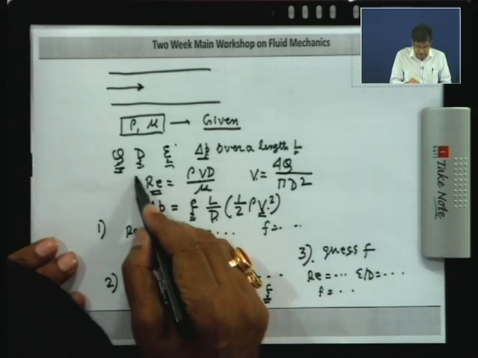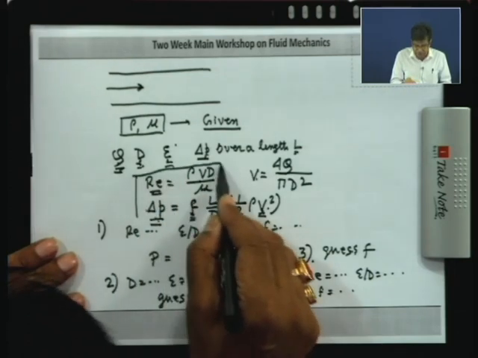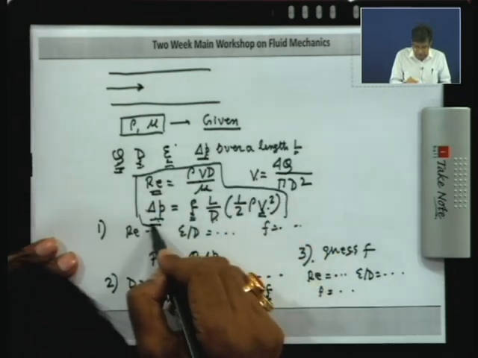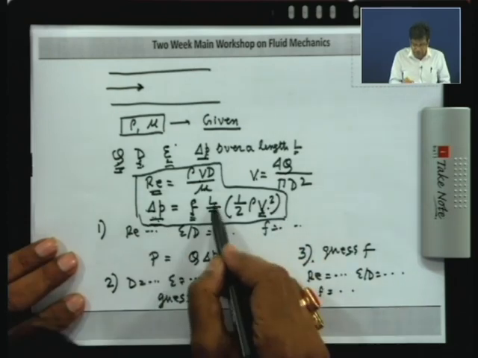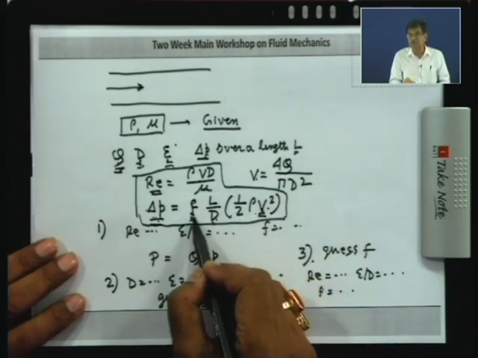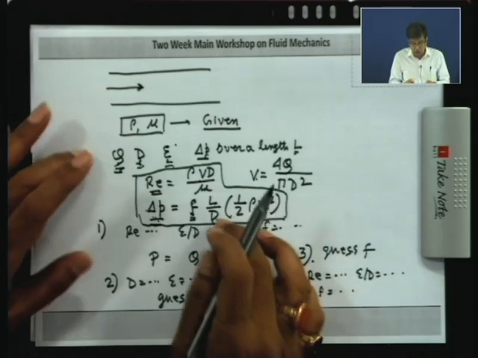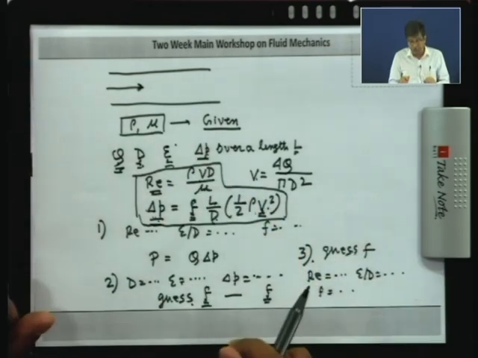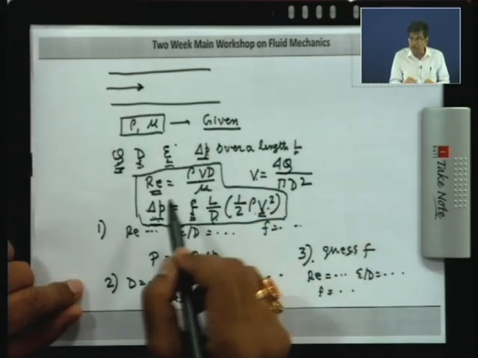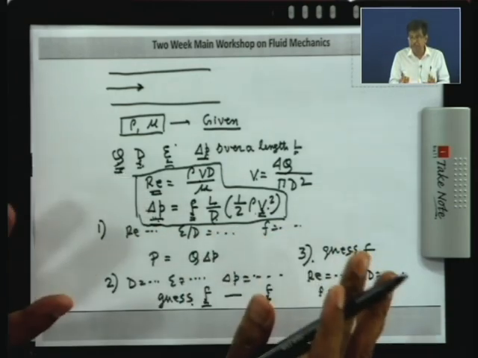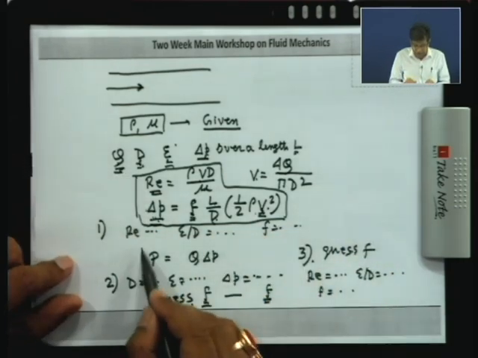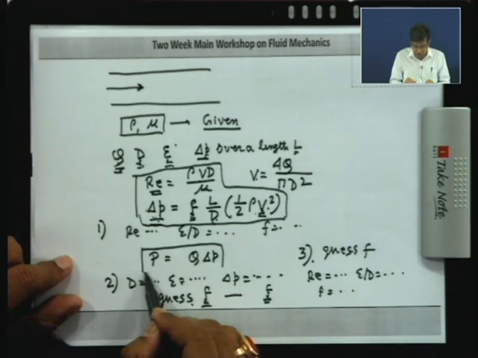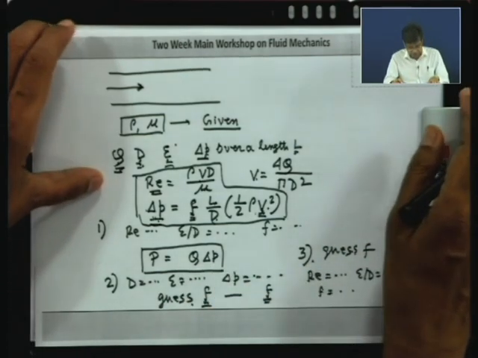That means you have to remember these two equations: the definition of Reynolds number, and delta P over a given length expressed in terms of the friction coefficient like this. Use of these two will solve the problem. It may be iterative, it may not be iterative, depending upon which parameters are given. And finally, the power requirement is found from the flow rate times the pressure drop.